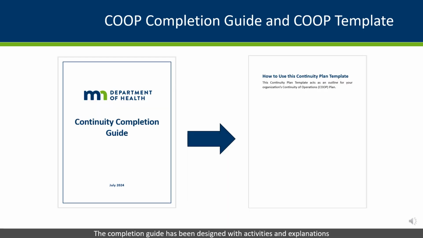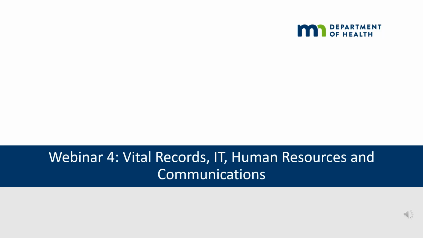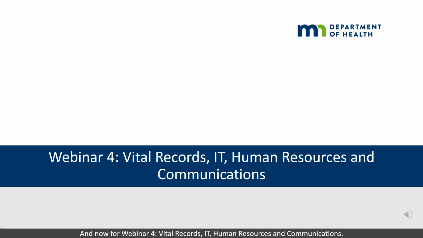The completion guide has been designed with activities and explanations of how to write a COOP plan for your organization. As you complete the activities, you can move answers into the COOP template. The template can be edited or adjusted however you see fit to meet the needs of your organization. If you already have a COOP plan, you can use the completion guide to help augment or revise your current COOP plan. And now for webinar 4, Vital Records, IT, Human Resources, and Communications.